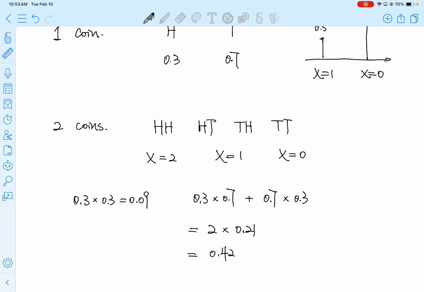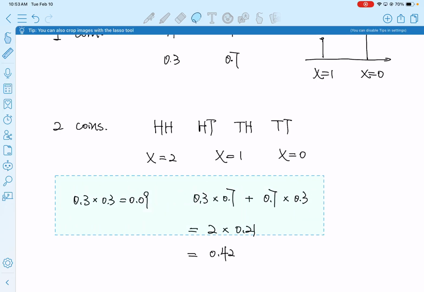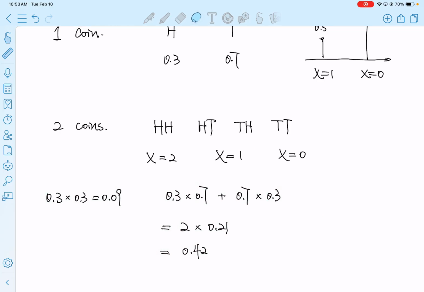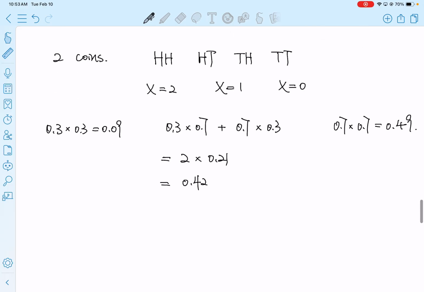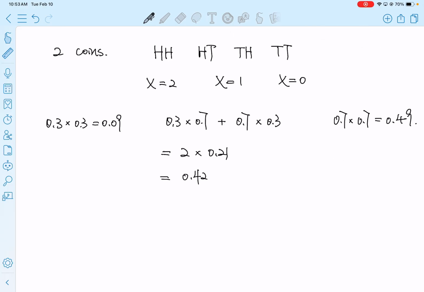And finally, for the last one, you will have 0.7 multiplied by 0.7 equal to 0.49. Okay, so with the 2 coins, we will have 4 different outcomes. But we only have 3 values that we can assign to the outcomes, which is x equal to 2, that means there are 2 heads. X equal to 1, representing the case where we have 1 head. X equal to 0, representing the case where we have 0 heads.